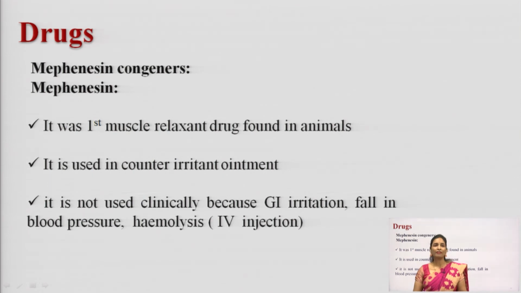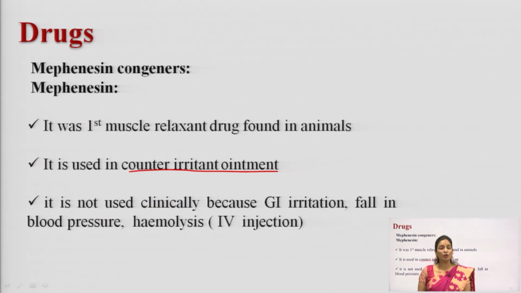So, first I am discussing Mephenesin. Mephenesin was the first muscle relaxant proved in animals. When you check the activity in animals, it showed muscle relaxant activity. It is the first drug which showed muscle relaxant activity in animals. It is used as a counter irritant. The most important use of this is as a counter irritant ointment, okay. What is the major clinical use of this Mephenesin drug?